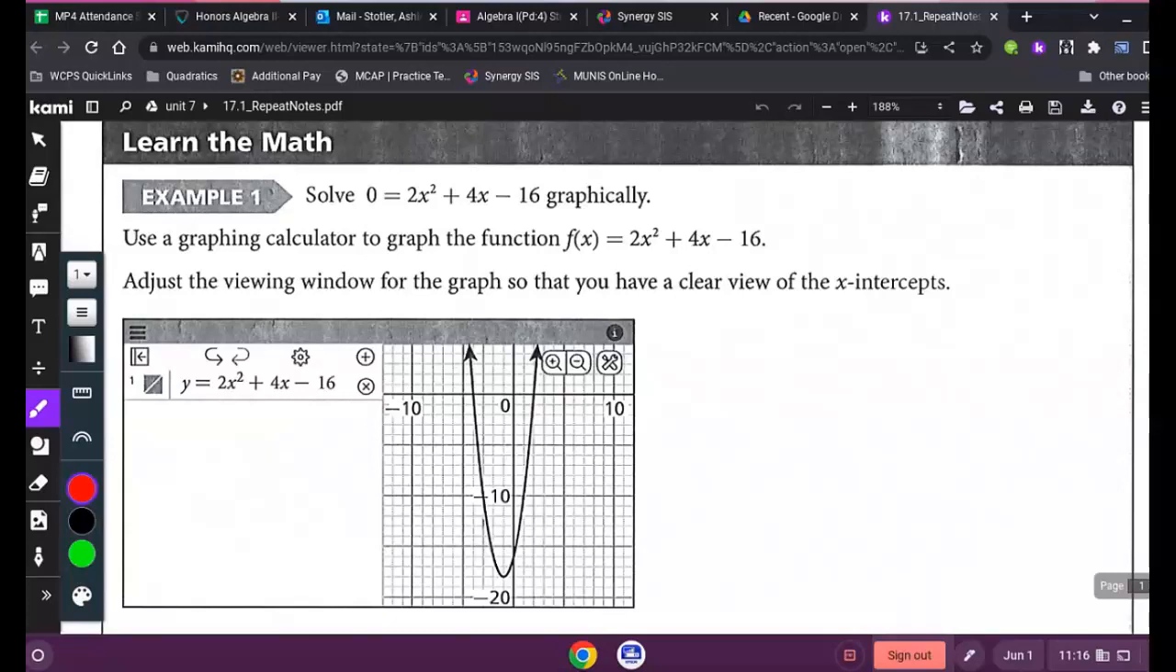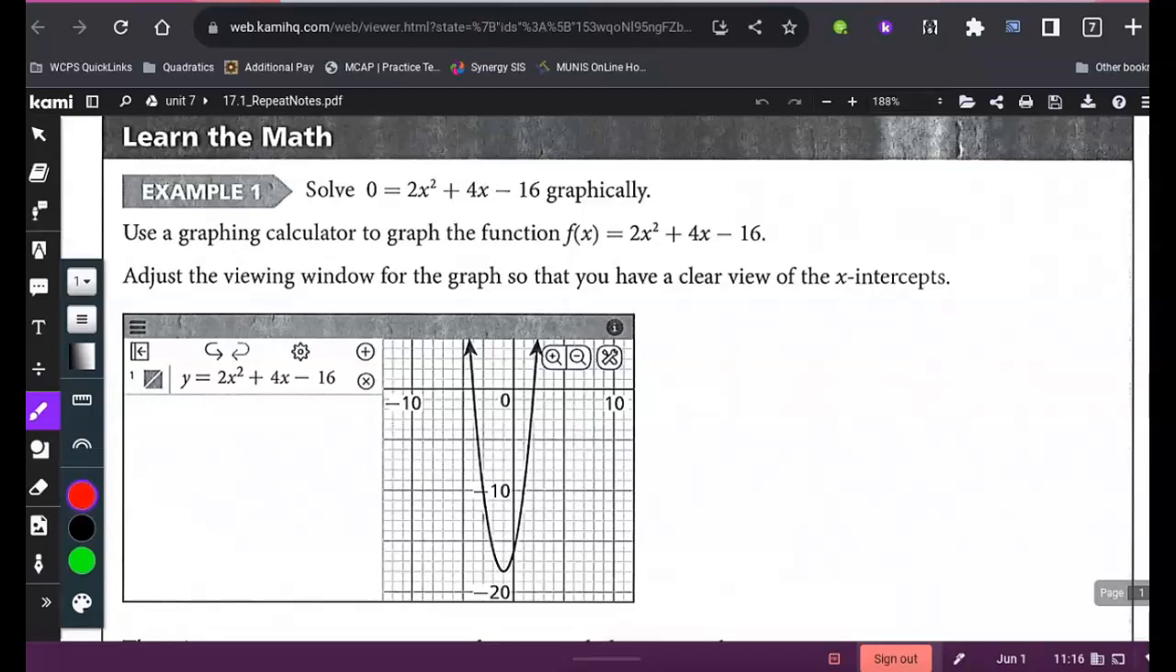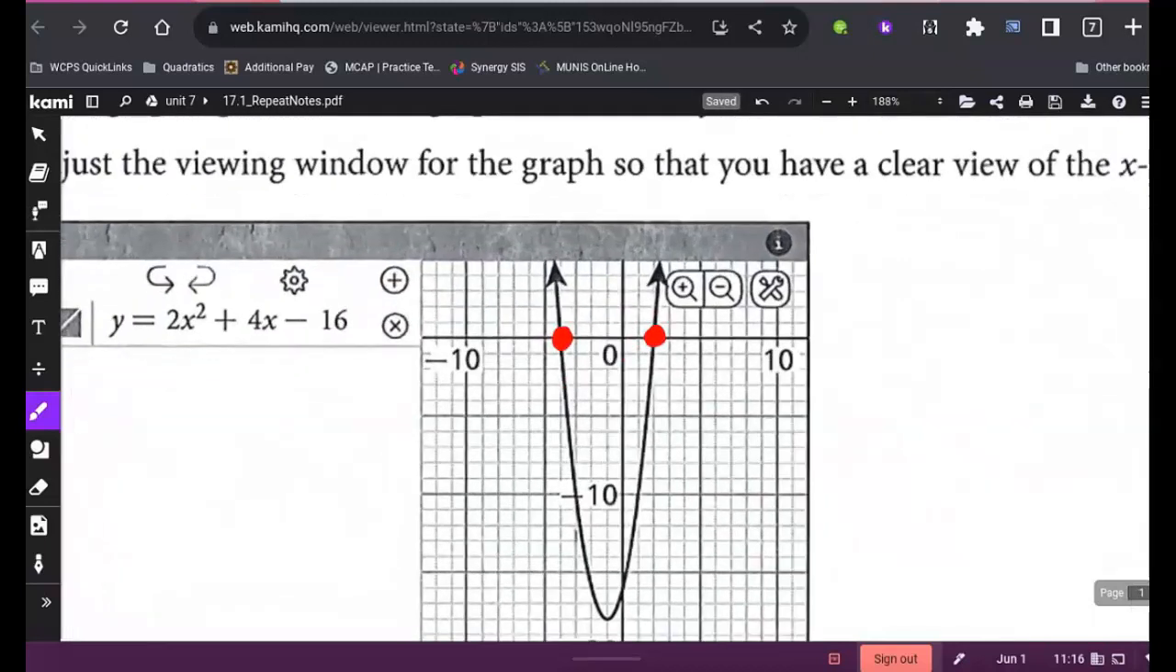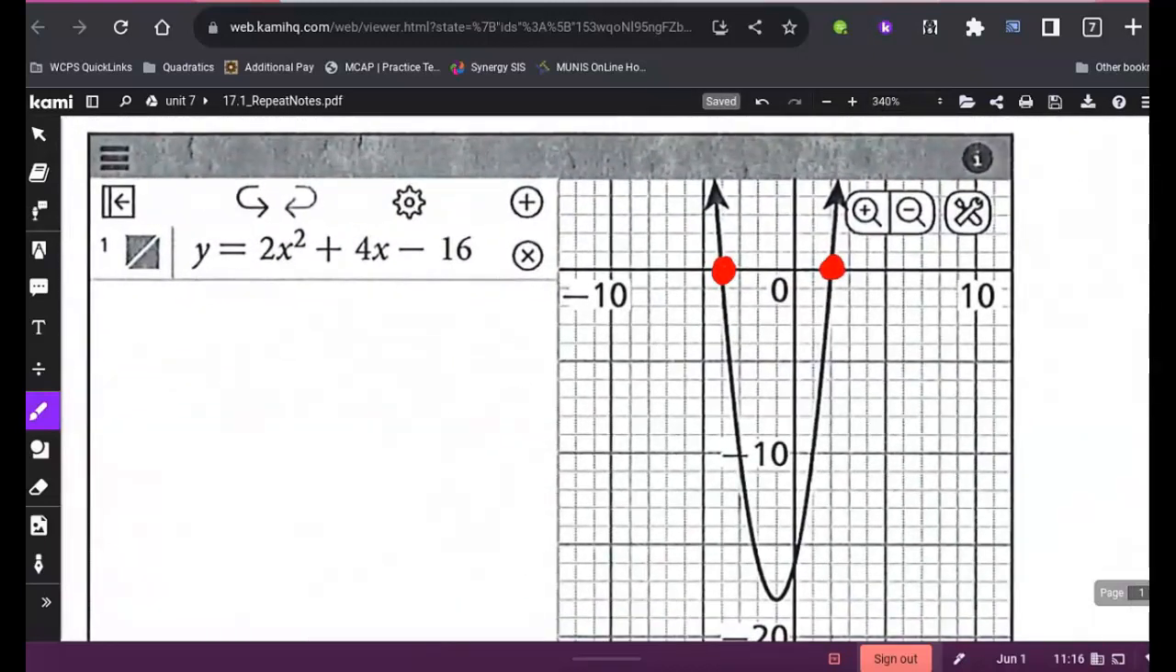Right, so it says solve the equation 0 equals 2x to the second power plus 4x minus 16 graphically. So using a graphing calculator, we're going to graph each one of the equations. I want you to put your x-intercepts right where it crosses the x-axis. So go ahead and put your x-intercepts on the two places where it crosses the x-axis. Then we'll count over and identify what those x-intercepts are.